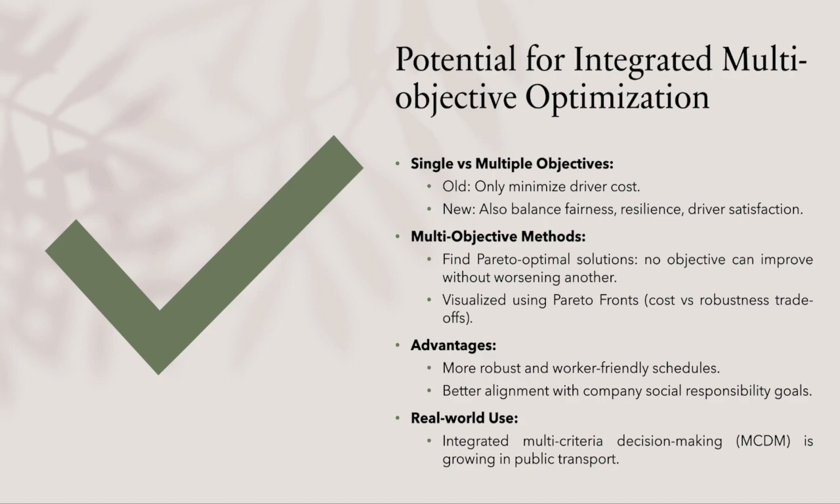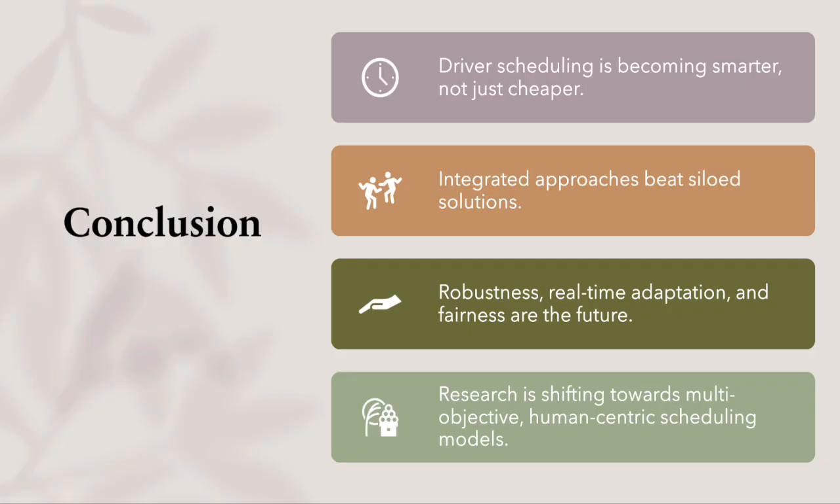also they align better with the company's social responsibility goals. So, as integrated multi-criteria decision making, which is also called MCDM, becomes more popular, we see a shift towards more human-centric scheduling models in the public transport sector.